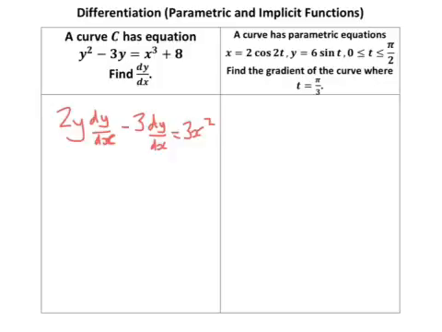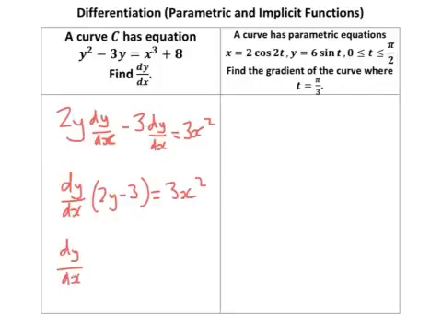Now then, once you've got to this stage, we want to find dy dx. So all I'm going to do is factorise out dy dx. Here we go, and we get 2y minus 3 equals 3x squared, and I want dy dx equals everything else, so all I'm going to do is this. Alright, so that really is that easy. All I would say is that often you get x's and y's in the same bit, and you'll have to use the product rule, but beyond that it's no more difficult.